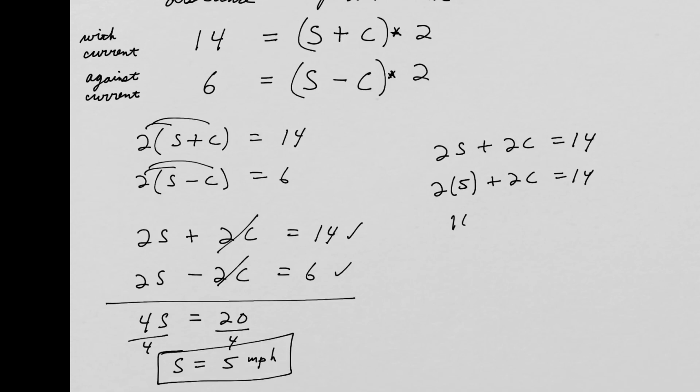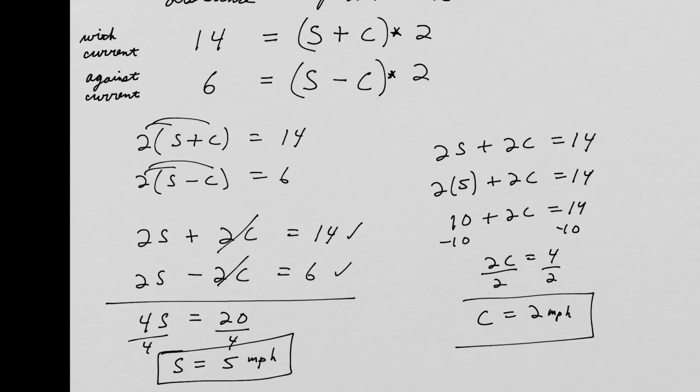So 2 times 5 is 10, plus 2C is 14. I'll subtract 10 from both sides. So 2C is equal to 4, and then divide by 2. So it looks like C is equal to 2, and it has units of miles per hour since it's the speed. So what we found here is that the speed of the boat in still water is 5 miles per hour, and the speed of the current of that river was 2 miles per hour.